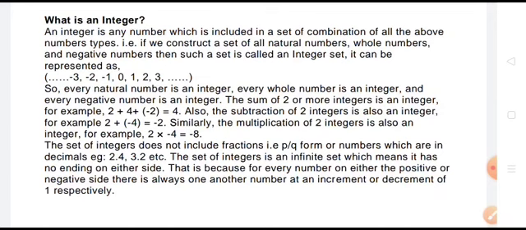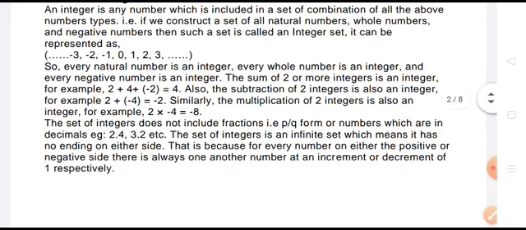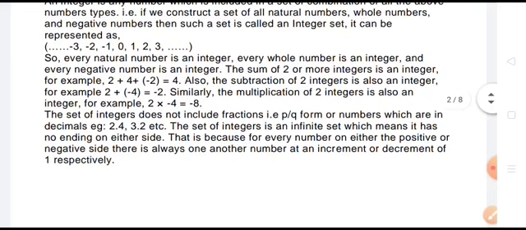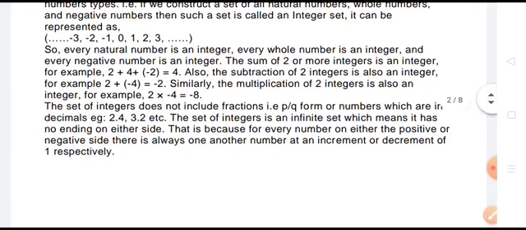If we construct a set of all natural numbers, whole numbers and negative numbers, then such a set is called an integer set. It can be represented as minus 3, minus 2, minus 1, 0, 1, 2, 3. Every natural number is an integer. Every whole number is also an integer, and every negative number is also an integer.